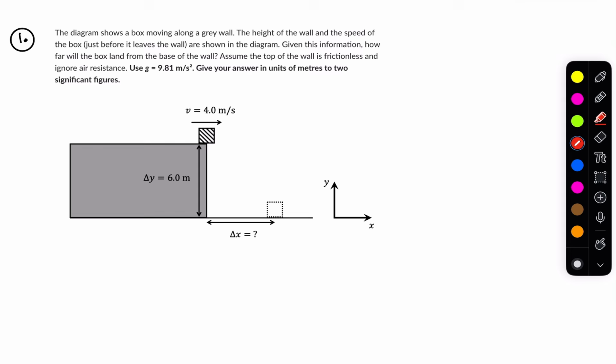Given this information, how far will the box land from the base of the wall? So we're just trying to find the change in x. Assume the top of the wall is frictionless and ignore air resistance. So we don't have to consider any other forces. We just have to look at how far it goes horizontally. So we're trying to find this change in x.